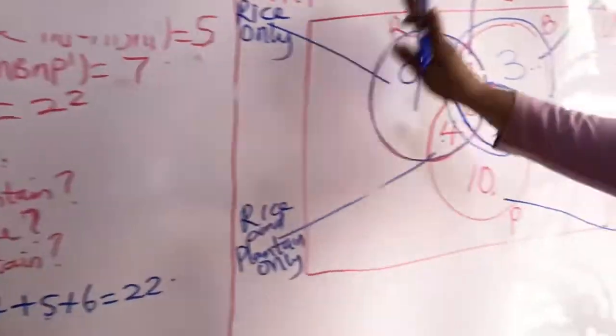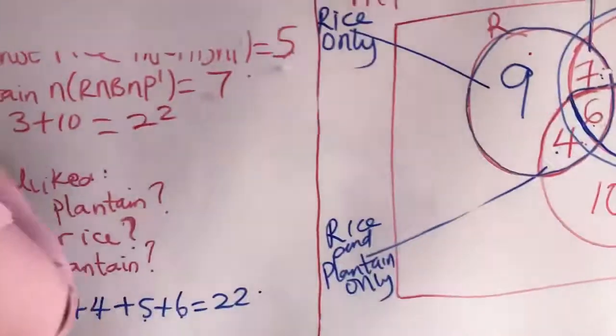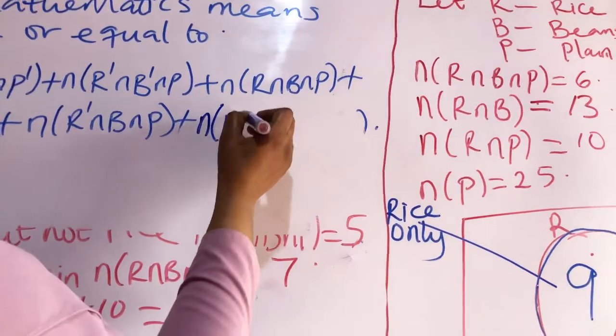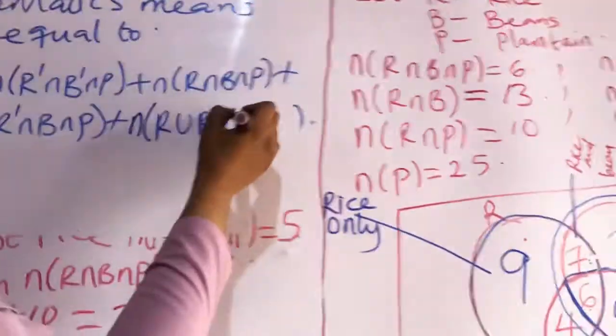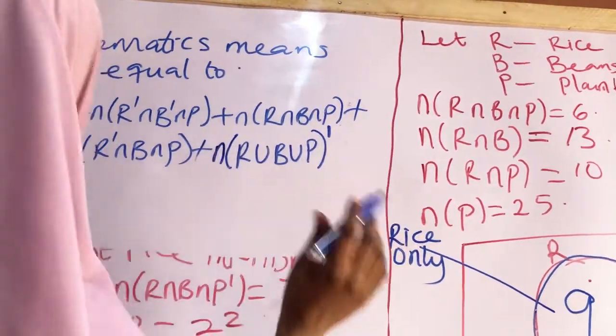Those that like none of the food, we have to include them because they are also in the Venn diagram. So it has to be included. So you use the cardinality of (R union B union P) prime. That is none of the food.